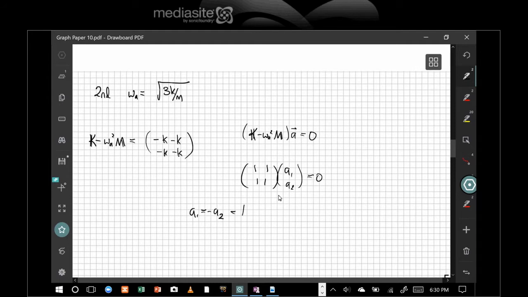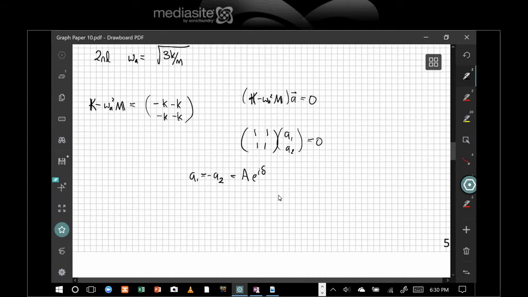And I'm going to say A1 is equal to A e to the i delta, same thing that we did before. So now let's write down Z. Z, again, is a column vector. It's going to be equal to A1, A2, e to the i omega antisymmetric t. That's going to be equal to A, minus A, e to the i omega antisymmetric t minus delta. I forgot the t there.